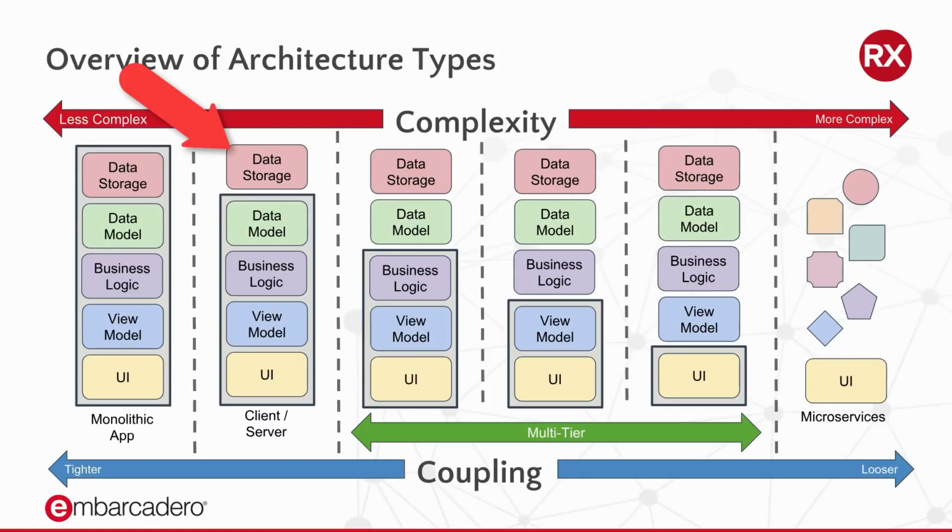With the client server, you have a shared data storage, so the applications can share that data storage between multiple applications so users can interact and share their data. Then we start to move towards the multi-tier applications. Multi-tier applications is where parts of the data model and the view model and the business logic are also hosted outside of the main application.